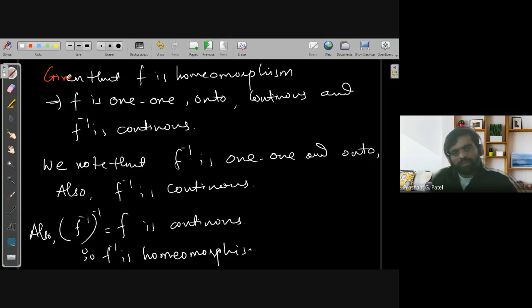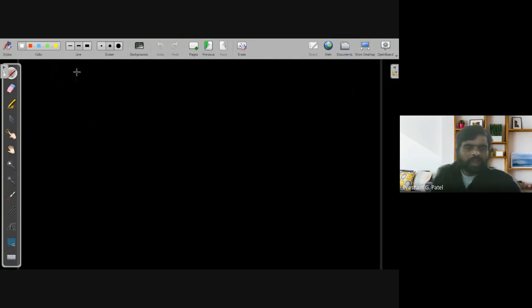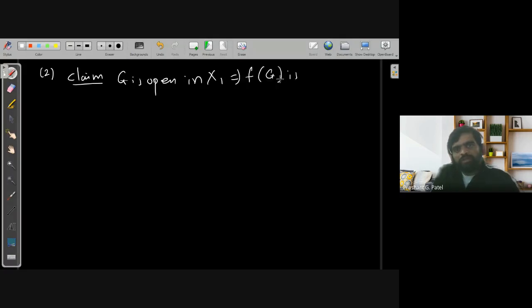Which proves the first statement. Now the next statement, that is the second one, it preserves the openness. That means if F is a homeomorphism, then it will send an open set to an open set. So let us consider what our claim is. Our claim is if G is open in X1, this implies F of G is open in X2.